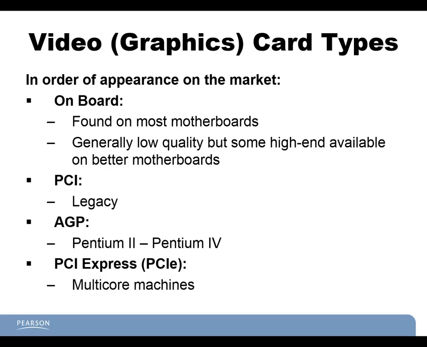So after onboard ones, the first editions were PCI. And these are legacy because PCI is slower now than what newer video cards can offer. AGP came out as the answer to PCI, and it was faster than PCI, but you're only going to see that on old machines, Pentium 2 to Pentium 4. And now all modern machines are going to have PCI Express slots on them. And those are what you put your video cards in. Those are generally connected to the north bridge of the machine, so they are much faster.